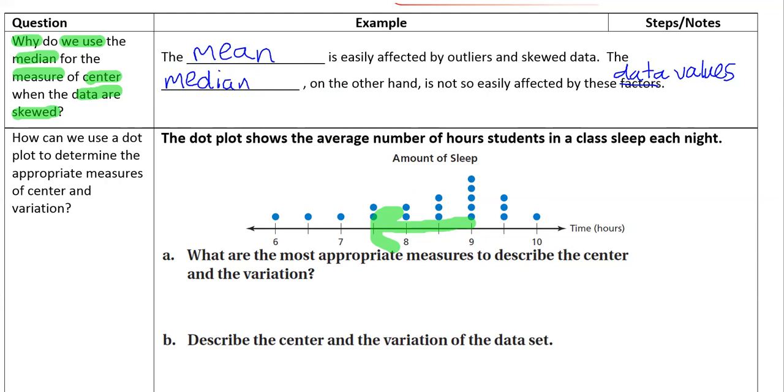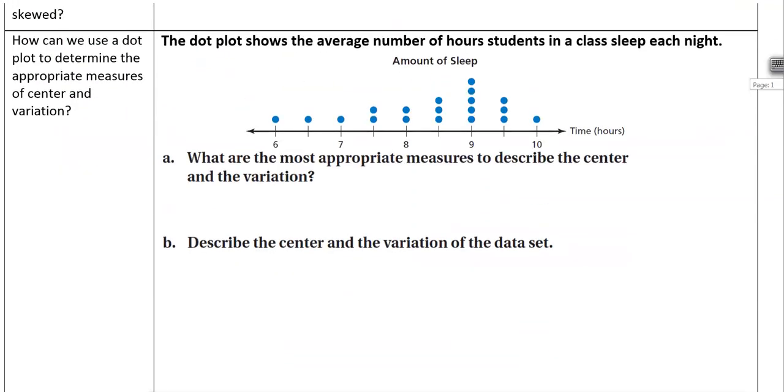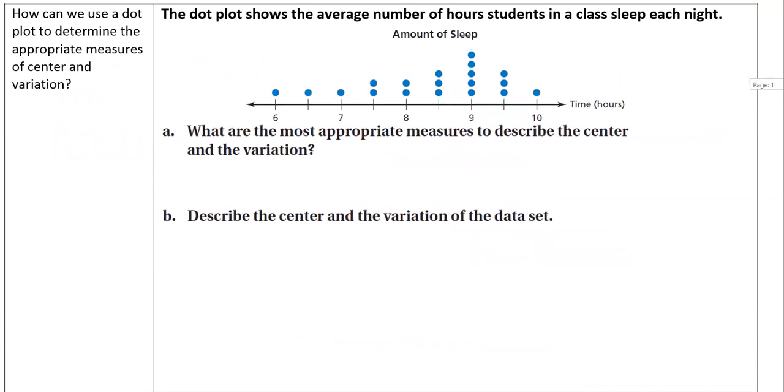Okay, let's take a look at this example and see if it can help you understand this concept. This thing does not scroll very well. Okay, how can we use a dot plot? Pause for a second, wait, dot plot. This is a data display. We studied stem and leaf plots, dot plots, and histograms. How can we use a dot plot to determine the appropriate measures of center and variation?